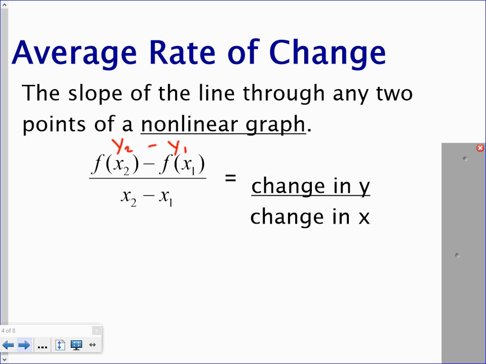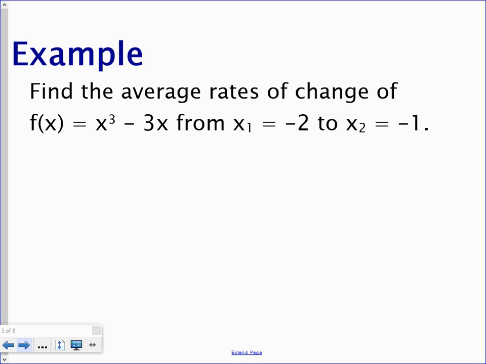So here's what your examples in the textbook will read like, so that you're kind of familiar with, when you get the directions, what they're actually asking. Okay? It'll say something like this. Find the average rate of change of f of x equals x cubed minus 3x. So they'll give you the function, and in this case it's a cubic function. It could be any kind of function that is nonlinear. And then they're going to say from x sub 1 equals negative 2 to x sub 2 equals negative 1. So they're now telling you which 2 points to use.